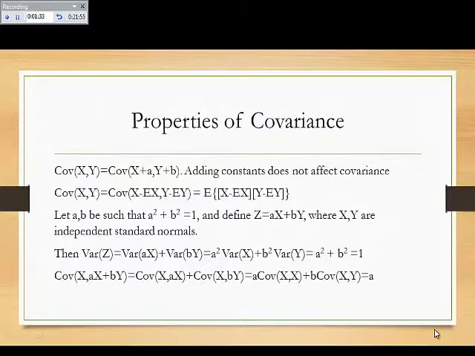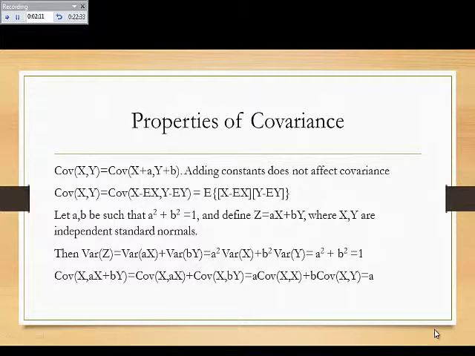So, choose constants a and b such that a squared plus b squared equals 1. And define this new random variable Z, which is equal to aX plus bY, and X and Y are independent standard normals. Then what's the variance of Z? Well, X and Y are independent, so the variance of Z is the sum of the variances. So it's the variance of aX plus the variance of bY, which is a squared times the variance of X plus b squared times the variance of Y, which is equal to a squared plus b squared, because X and Y are standard, and so that's 1. So Z has variance 1.